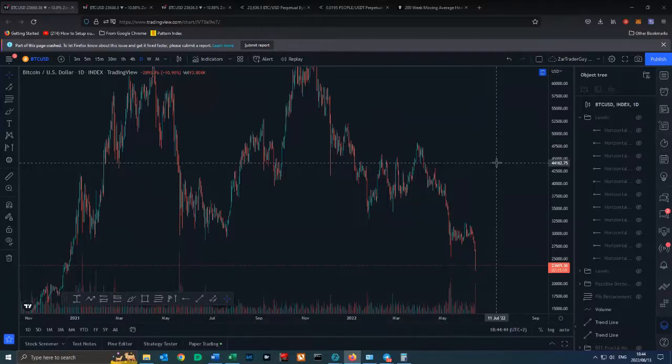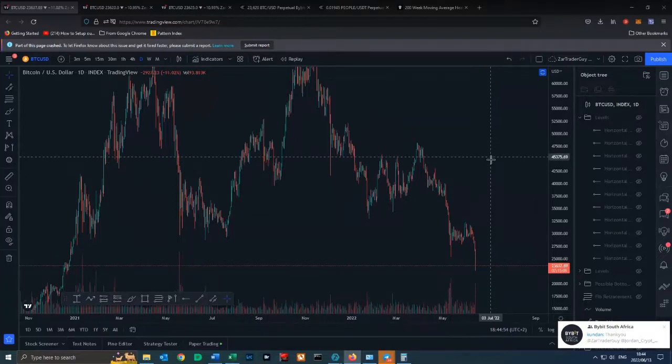Yeah, absolutely. And there's quite a few inverse perpetual contracts on Bybit. There's ETH, there's Sol, I think there was DOT, EOS. There's a couple of them.